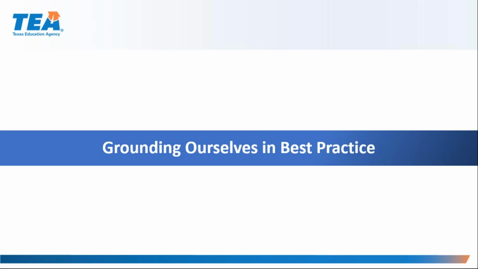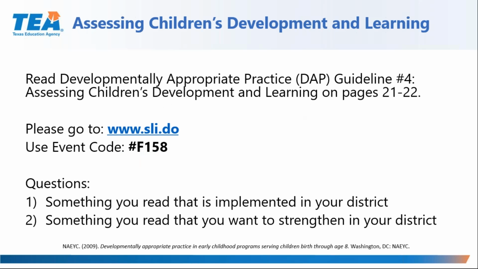So as usual, we will take some time to ground ourselves in best practice surrounding assessment. So in order to ground ourselves in developmentally appropriate practice, we are going to engage in a short activity. So first, I would like for you to read developmentally appropriate practice guideline number 4, located in that position statement, again in the handout section. The section is approximately 1 page, and it can be found on pages 21 and 22. That's on your screen. I want you to keep the following questions in mind as you read guideline number 4.